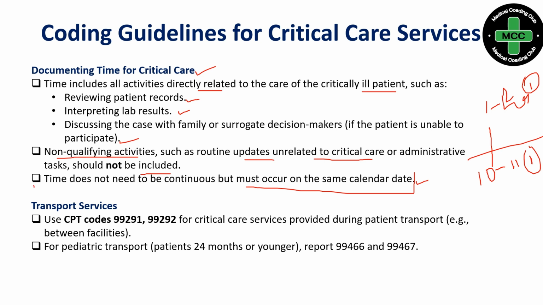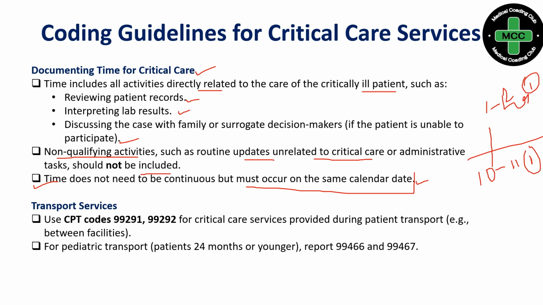So that is what the guideline says: time does not need to be continuous but must occur on the same calendar date. On that particular date, we have to see how many multiple encounters that physician has given critical care services, and we can add the total hours and code a particular single critical care code, and if an add-on code is required we will utilize the add-on code.